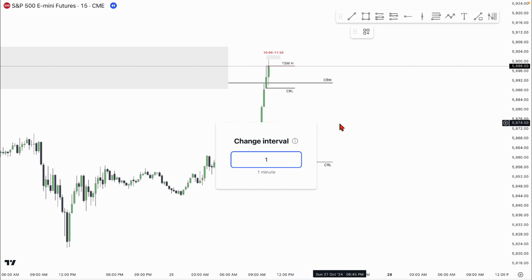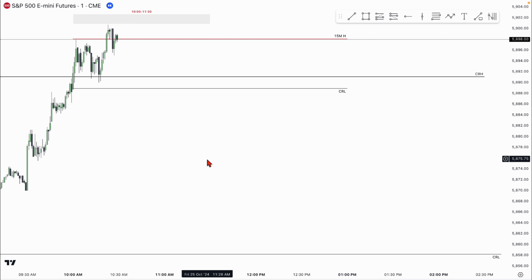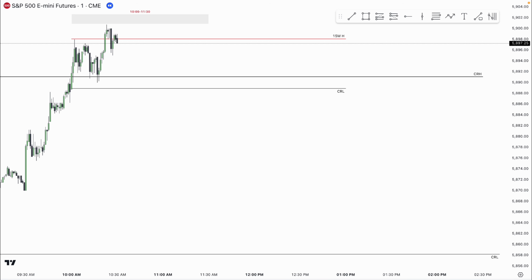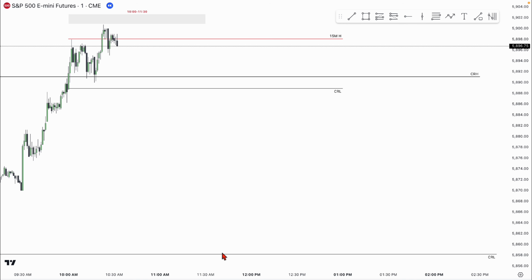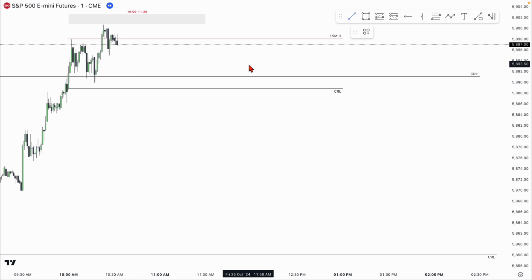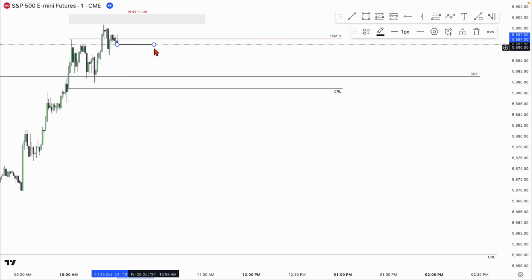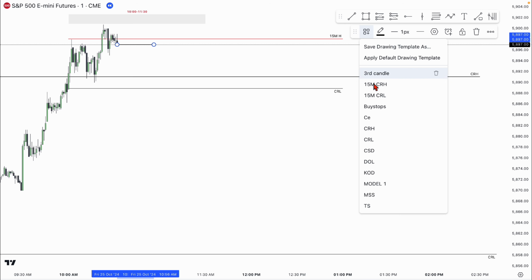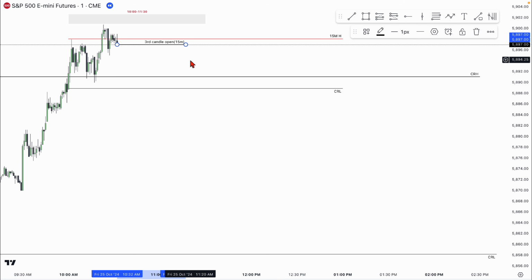Now, let's switch to the 1-minute time frame and see how this works. We're on the 1-minute time frame now, and we'll wait for the third candle to open and look for confirmation before taking an entry. Let's see how it plays out. So, as you can see, our third candle has opened, and we have marked its opening price. We will wait for a change in the state of delivery. Let's see what happens next.